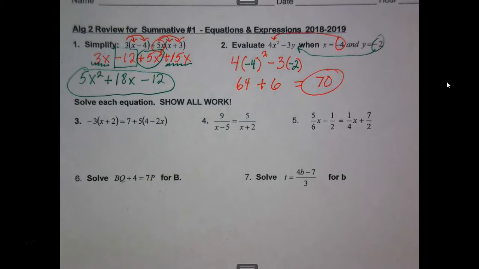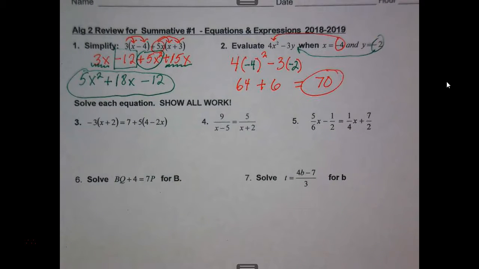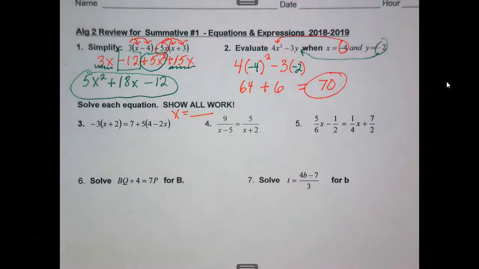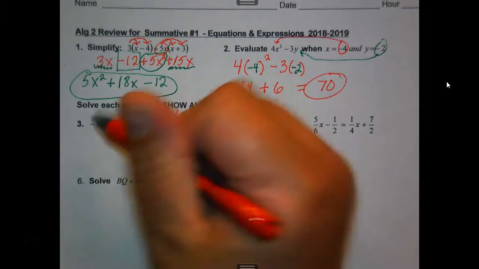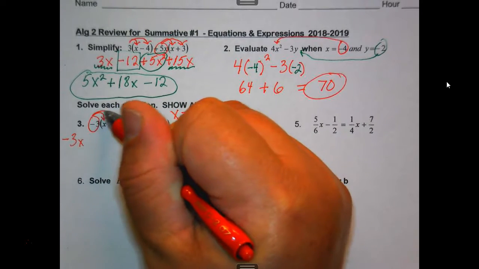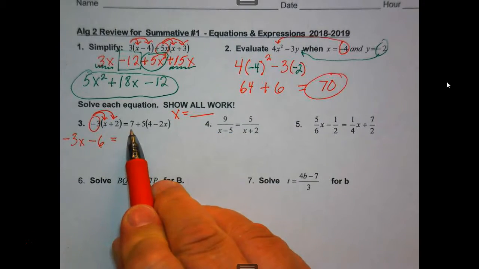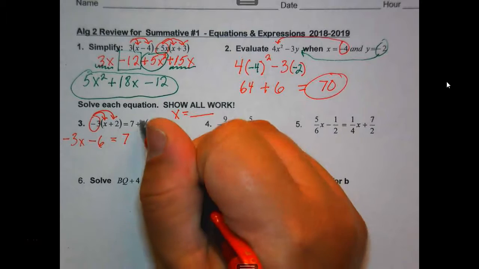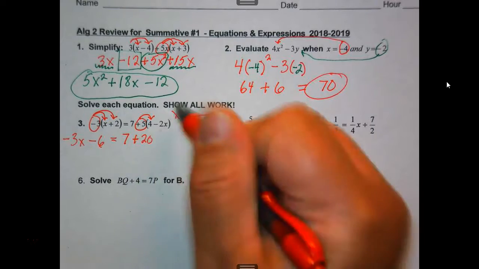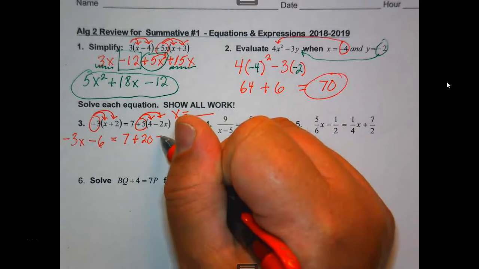All right, number 3. This time I have an equation, so I'm going to have to solve, which means I have to isolate the variable, which means I got to have x equals something, right? Okay, number 3. Negative 3 times x. Negative 3 times 2. Nothing going on with the 7. Bring it down. Positive 5 times 4. Positive 5 times negative 2 is negative 10x.